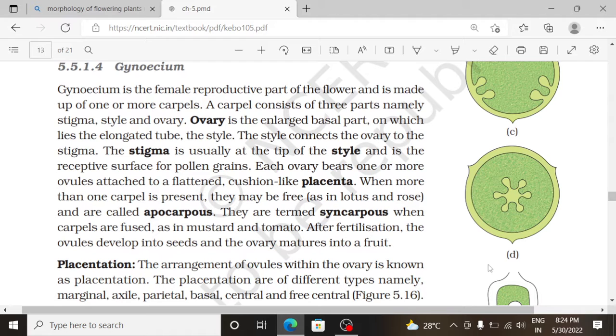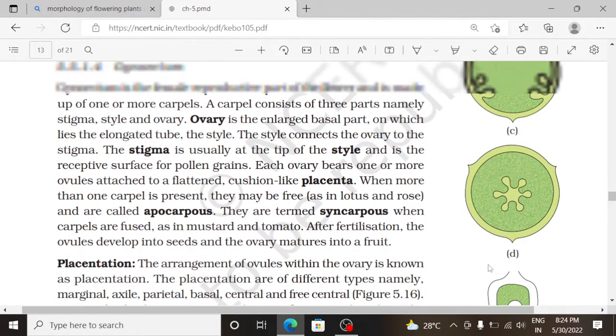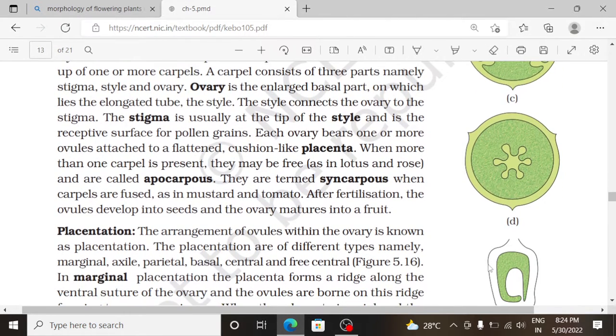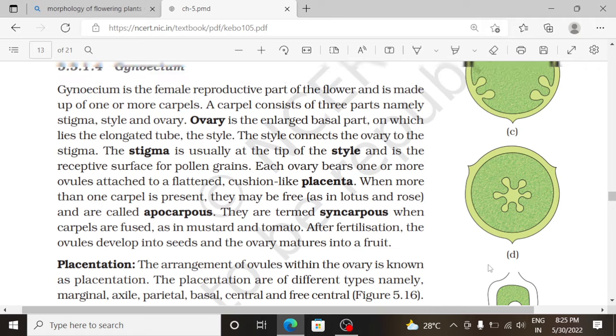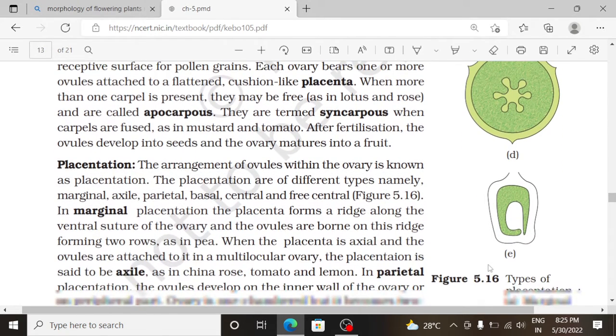Gynoecium is the female reproductive part of the flower and is made up of 1 or more carpels. A carpel consists of 3 parts, namely stigma, style and ovary. Ovary is the enlarged basal part on which lies the elongated tube. The style connects the ovary to the stigma. The stigma is usually at the tip of the style and is the receptive surface for pollen grains. Each ovary bears 1 or more ovules attached to a flattened cushion-like placenta.